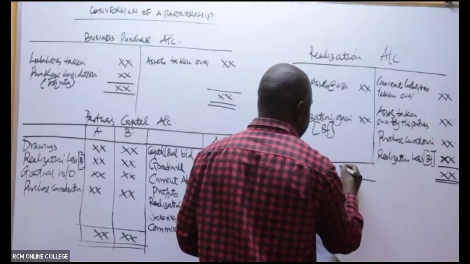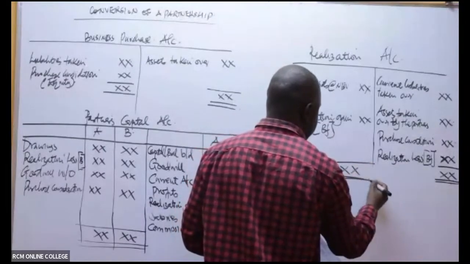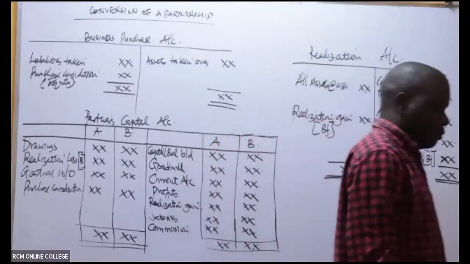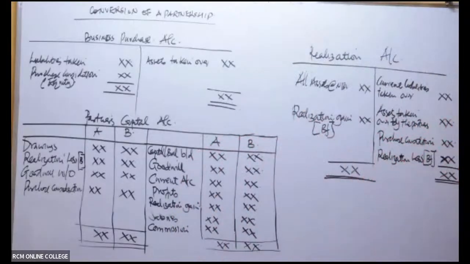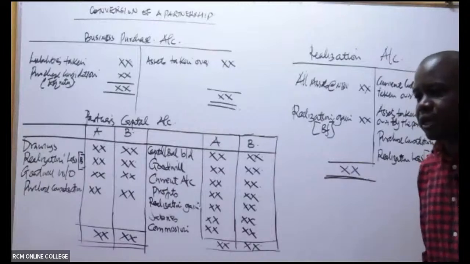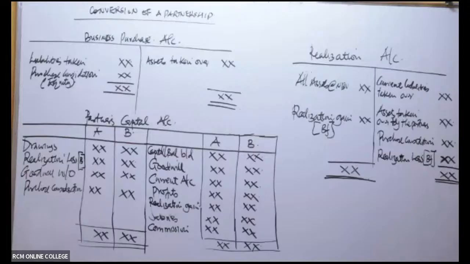So then you'll end up getting your totals. You can copy those ones. So that is the business purchase account, the partner's capital account, how it will be presented, and of course the realization account. So that's how you end up creating those accounts.